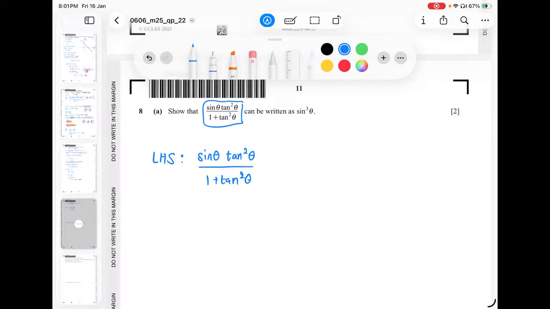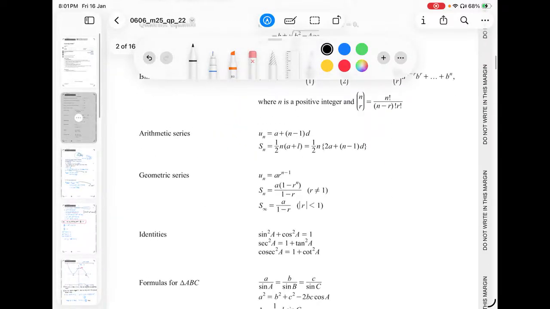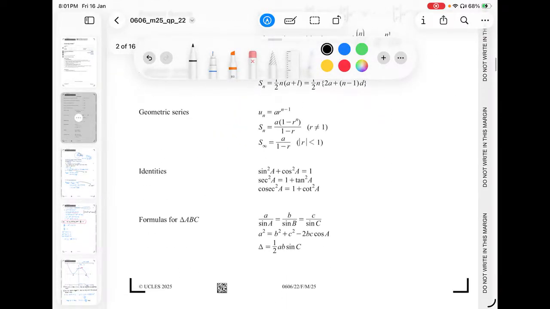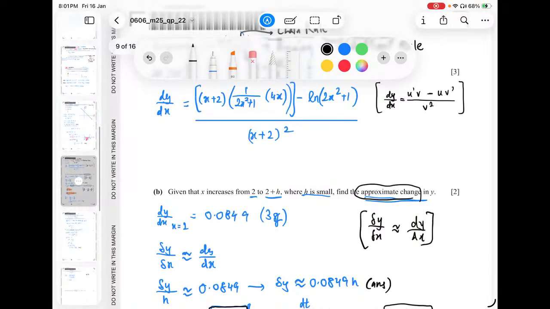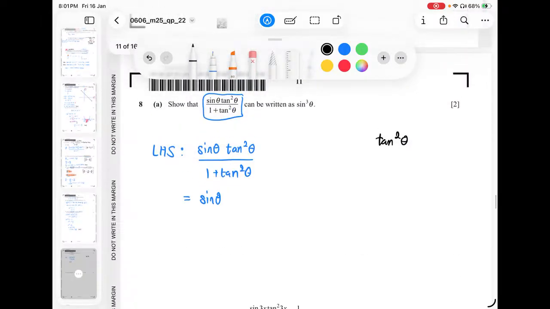Now you have this. Now what we can do is make everything to sine. You know that tan squared theta, so we can just use the formula sheet over here. Tan squared theta is basically secant squared theta minus 1. But I think you don't need that to apply it here.